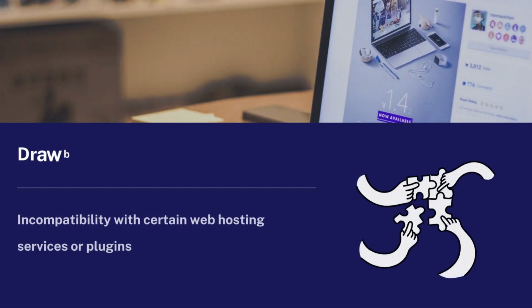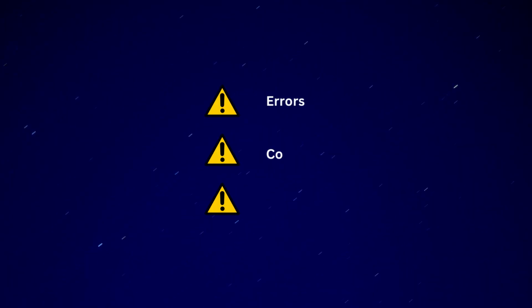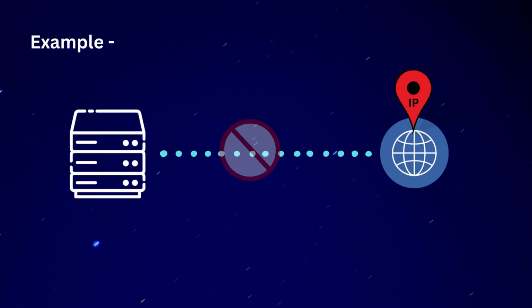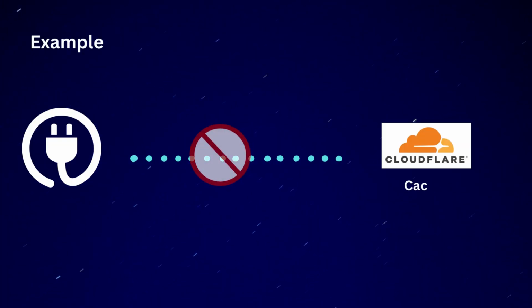The fourth drawback is that Cloudflare may cause incompatibilities with certain web hosting services or plugins. This can lead to errors, conflicts, or downtime due to Cloudflare settings or policies. Here are some specific examples of incompatibilities that can occur. A web host may block Cloudflare IP addresses if it believes that Cloudflare is being used to launch an attack against their server. A plugin may not work well with Cloudflare cache settings if it expects to be able to cache content on your website's origin server.